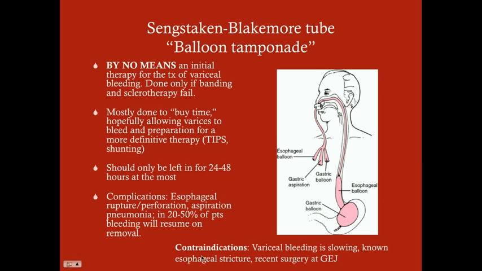Contraindications to placing a balloon tamponade at all include that if the variceal bleeding is slowing, then we will prefer not to put that in because maybe what we did worked. If they have a known esophageal stricture, we're not going to want to place this. And then most importantly, if they've had recent surgery at the gastroesophageal junction. So what are we thinking about there? We're thinking about maybe reflux procedures.